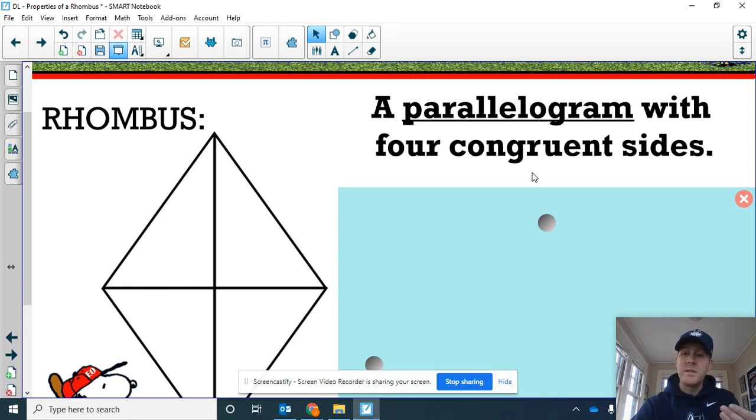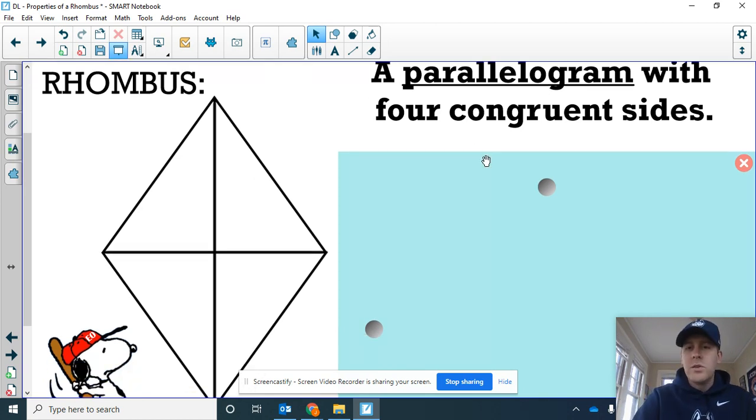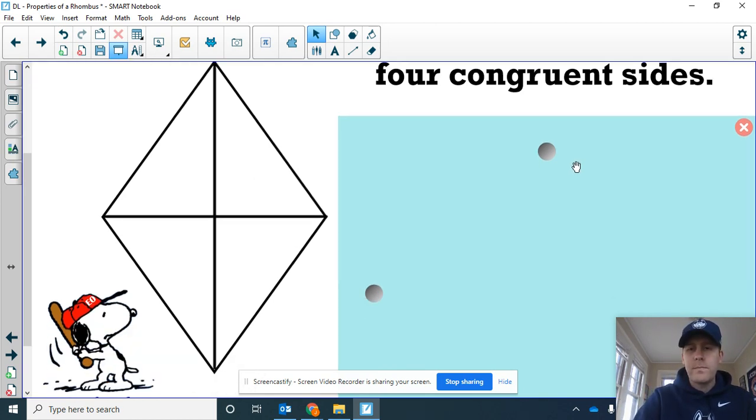This one just gets a little more specific by saying, all right, it is a parallelogram that just also happens to have 4 congruent sides. Okay, the difference here, guys, between this and a square, because the square also has 4 congruent sides, is that the rhombus doesn't have 4 congruent angles. So that's the key difference there. Okay, so rhombus: parallelogram with 4 congruent sides. All right, so then some properties associated with that.